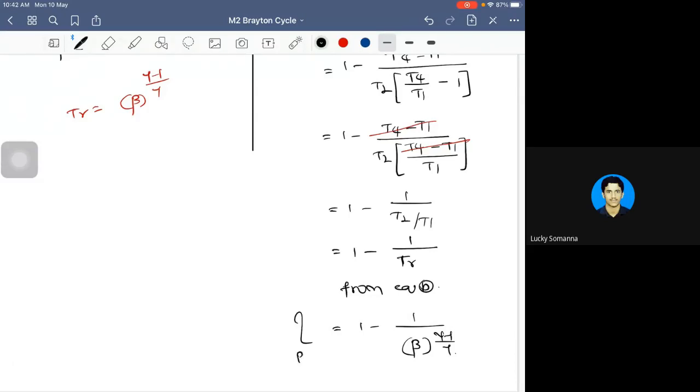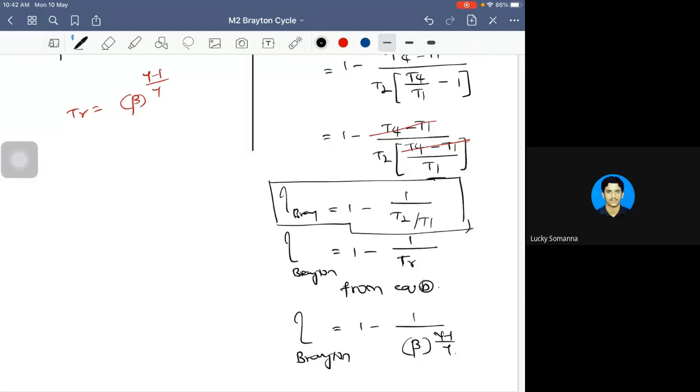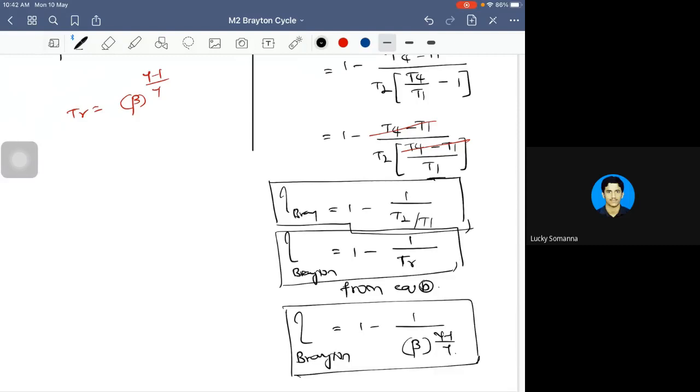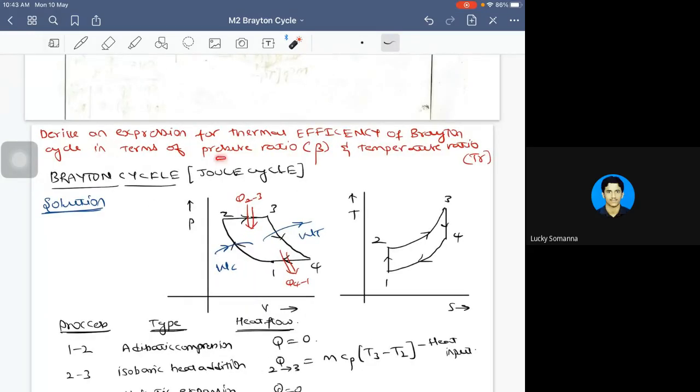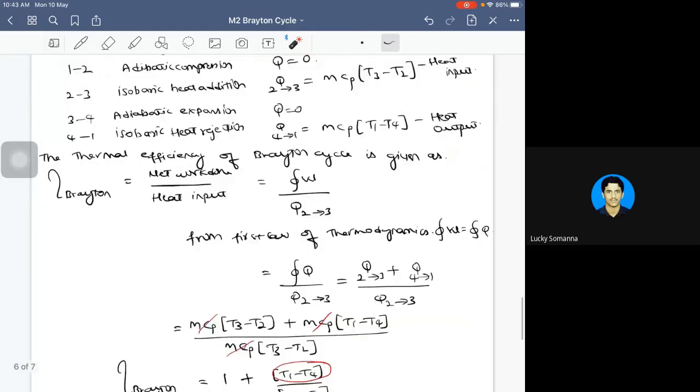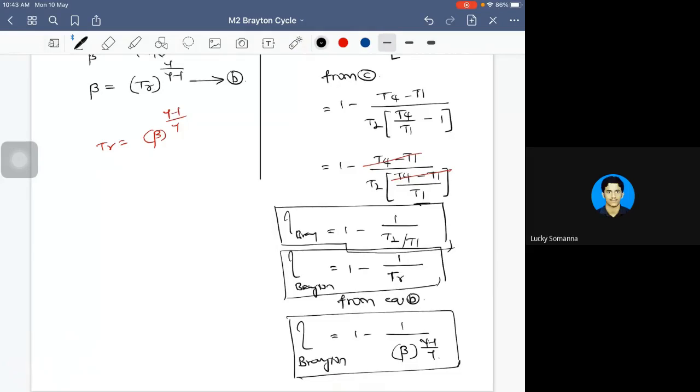This is the efficiency of the Brayton cycle, and even this is also the efficiency of the Brayton cycle. Any one of these three expressions you can use in your problems. This particular expression is in terms of the temperature ratio, and this particular expression is in terms of the pressure ratio. In the problem, he might ask for any of them. If you are asked to derive an expression for the thermal efficiency of the Brayton cycle, you need to do all this up till here. At the last, you can write a conclusion statement.